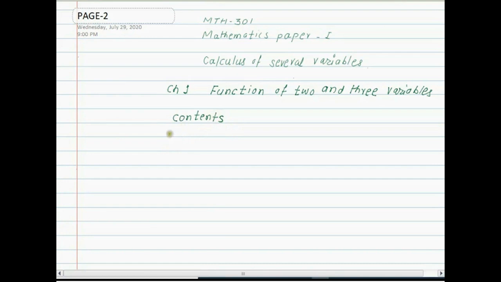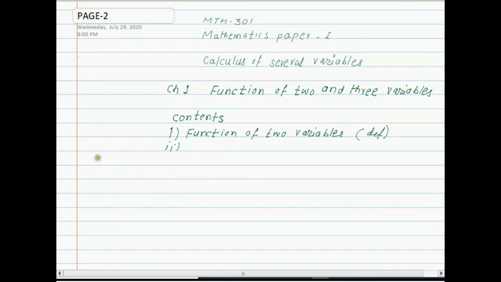First, we will define a function of two variables. Definition. Then we define limit and continuity.